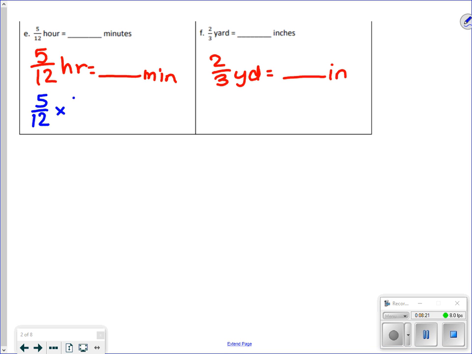So 5/12 times 1 hour. 1 hour is 60 minutes.